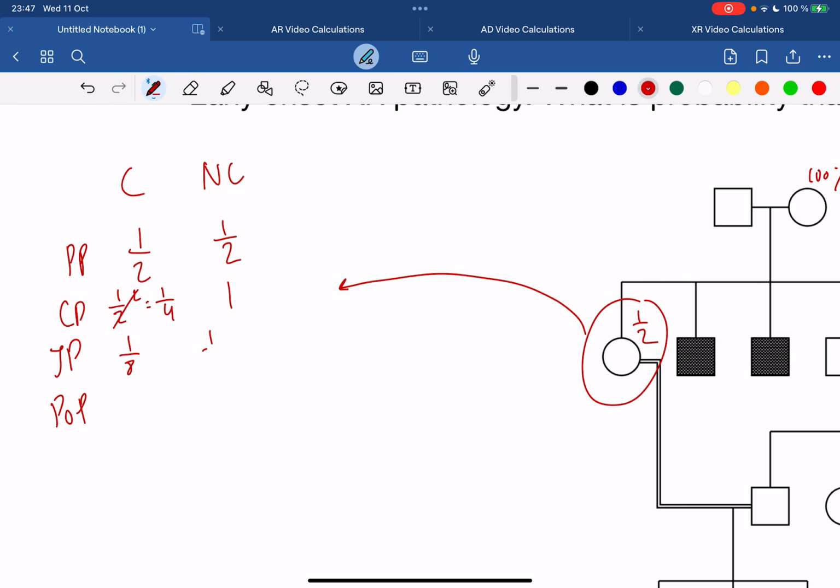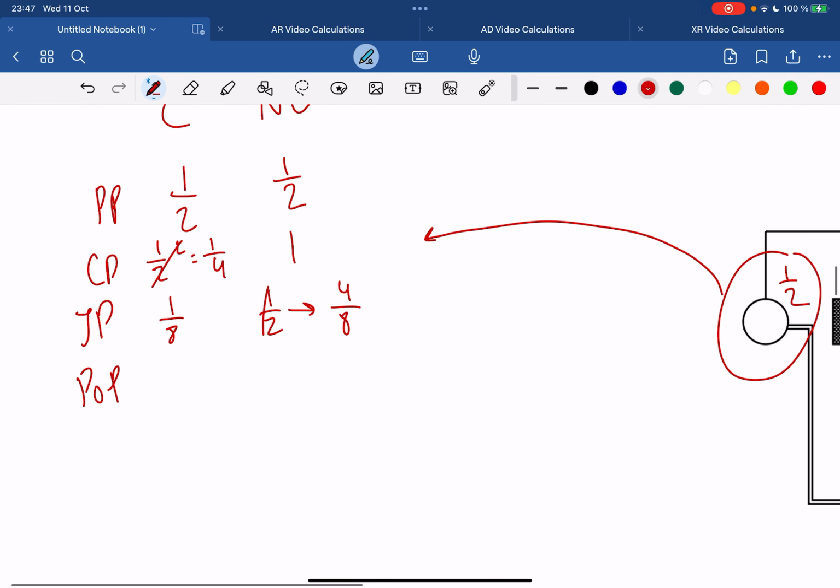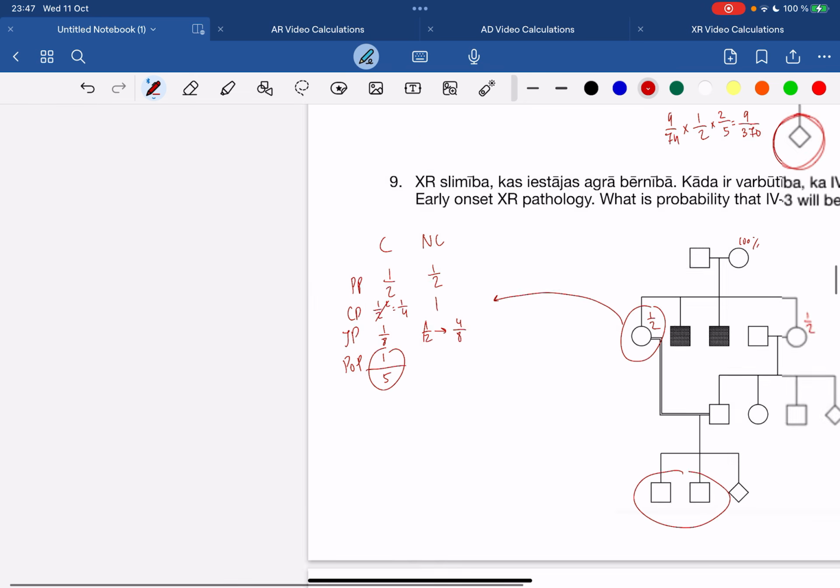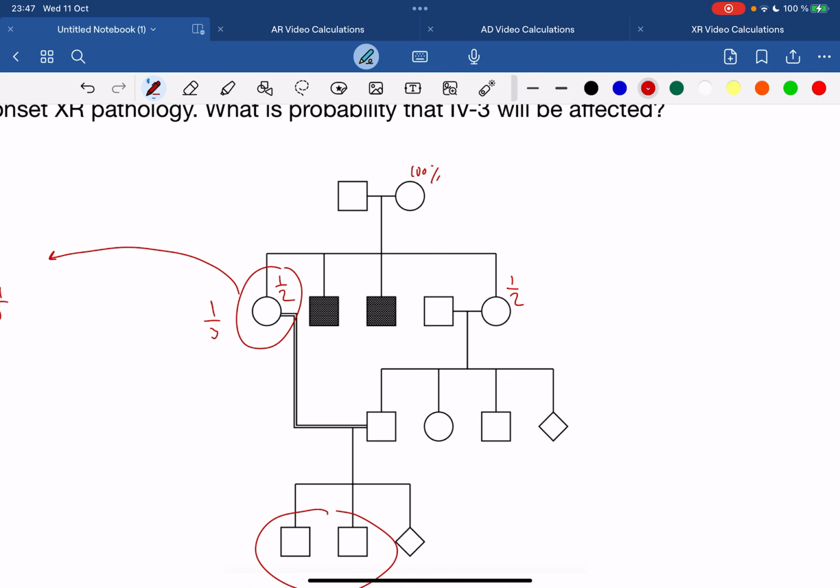And 1 here would be 1/2, but we can write it as 2/4 to make the denominators the same. Here we take the numerator up here, divided by the numerator plus the numerator there. So that's 1/5. So it's 1/5 here.